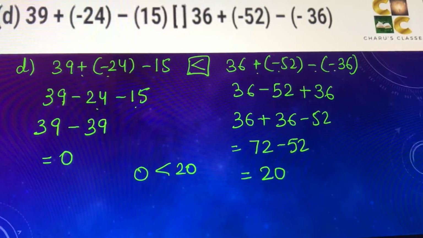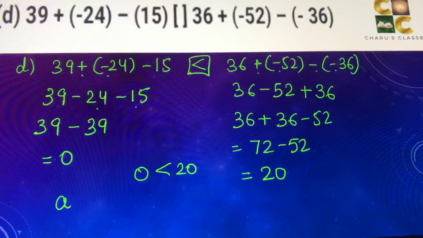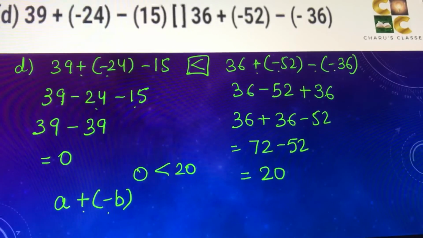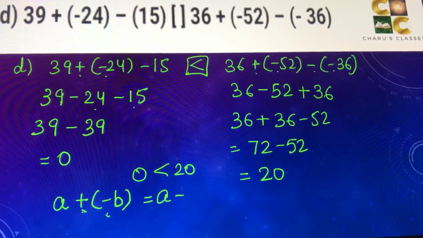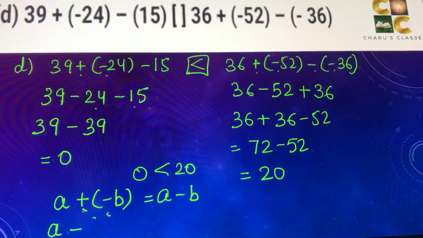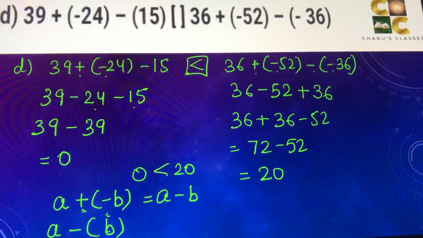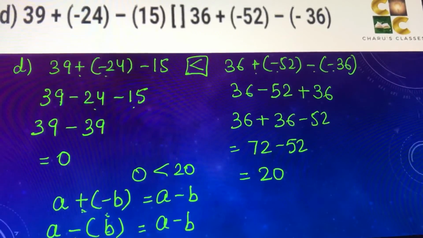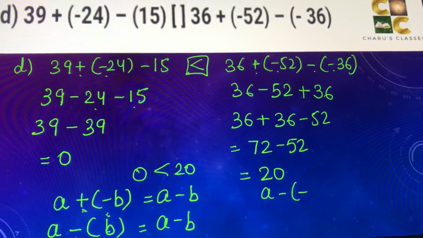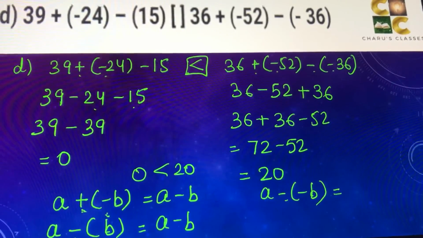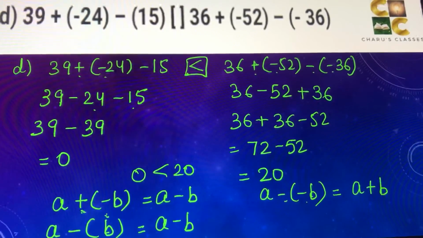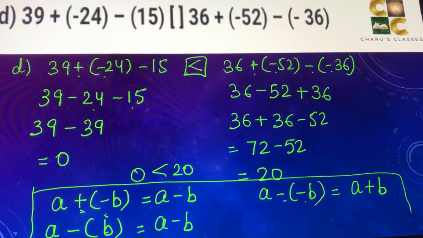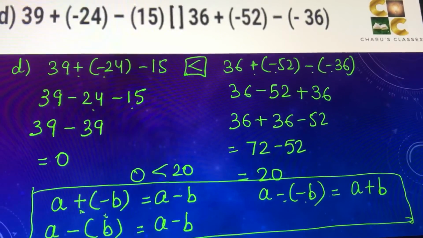Let's go through the rule once more. So suppose you have a plus minus b. In that case, plus minus will always give minus. This will be minus b. If you have a minus b, which means b is positive, then also this minus plus, it will become minus. But if we have a minus minus b, then in that case this minus minus becomes plus. So this is going to be a plus b. So you can always keep this in mind while solving these type of questions in which bracket is there.